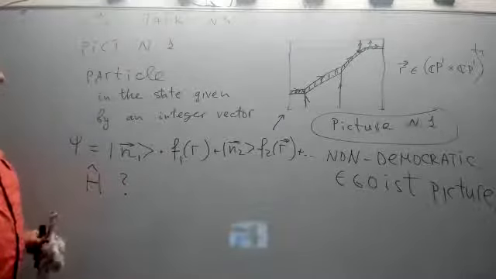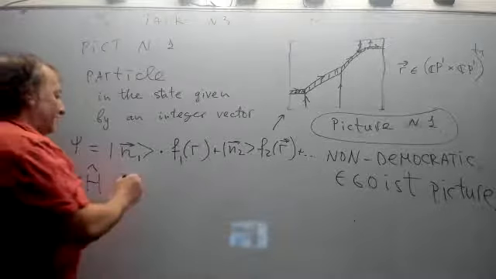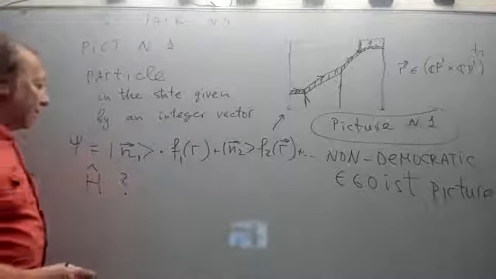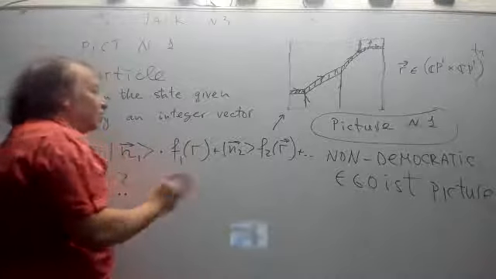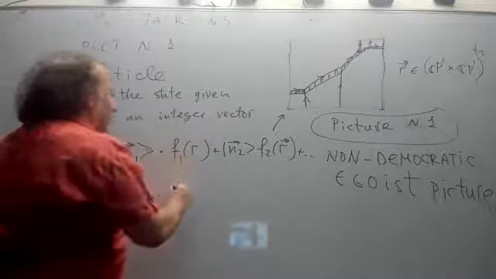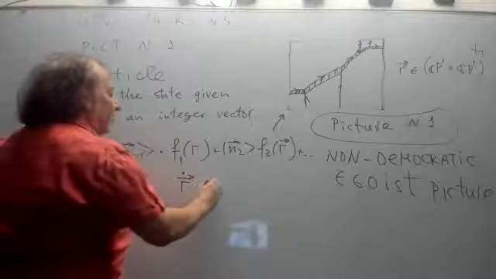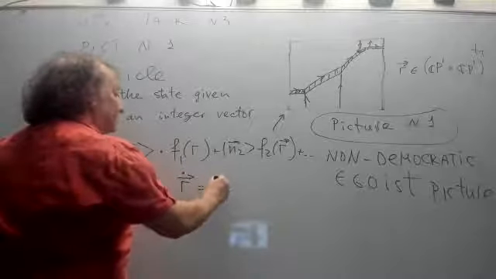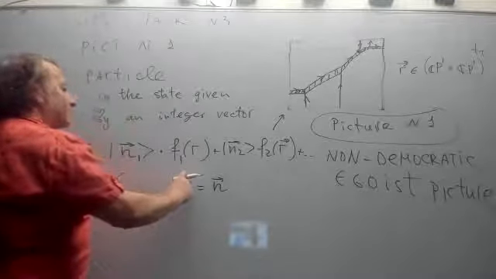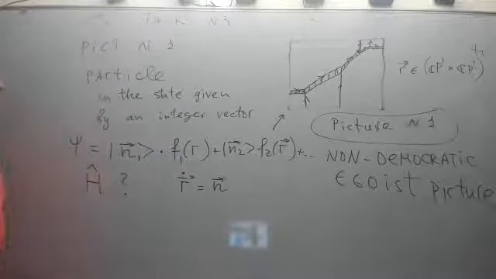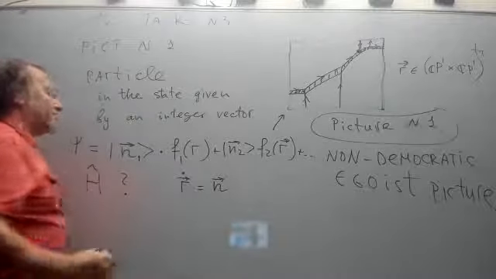So Hamiltonian is the following. Let us write down the equation of motion, how the particle moves. It's a trajectory of r dot equals n. So this is the trajectory of the particle in the state n.